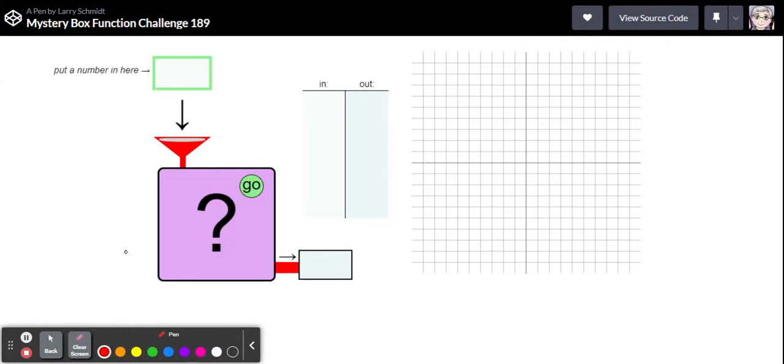In the purple mystery box there's some math and your challenge is to figure out what it is. You can try this out by using the link in the description, and when you think you've got an idea, come on back and see if we get the same thing.